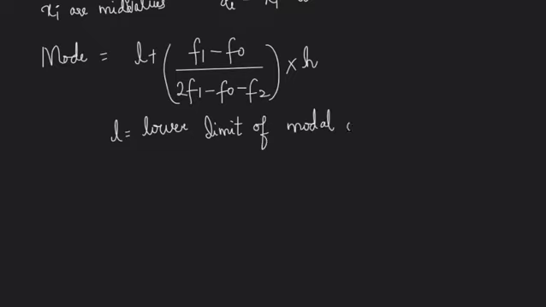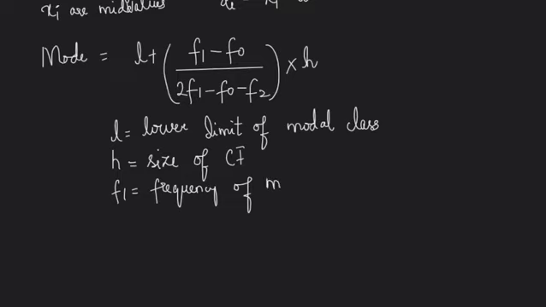We will find the modal class from the question, and L will be the lower limit of that modal class. And what is h? This h is the size of the class interval. f1 is the frequency of the modal class. So after finding the modal class, we should write f1 as its frequency.